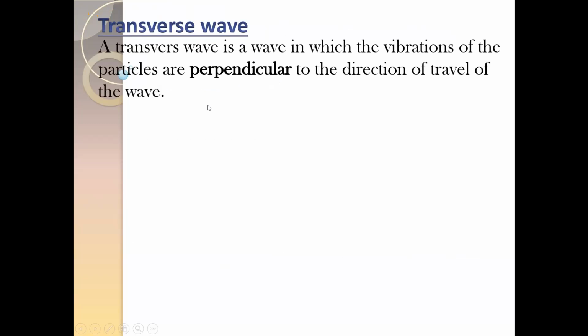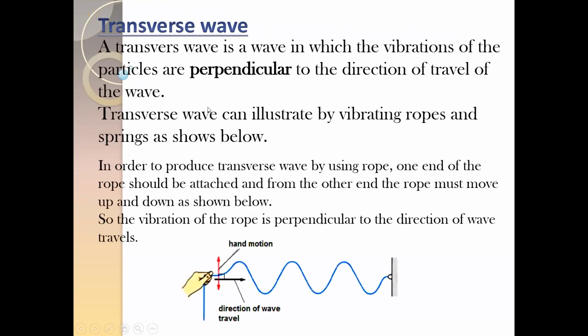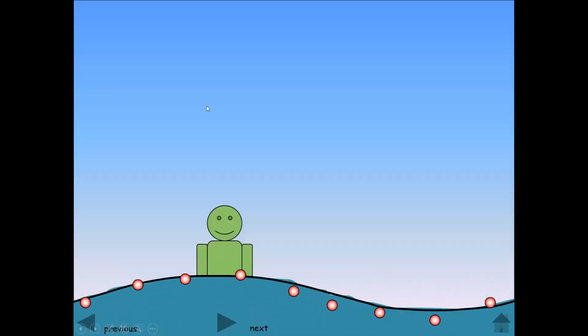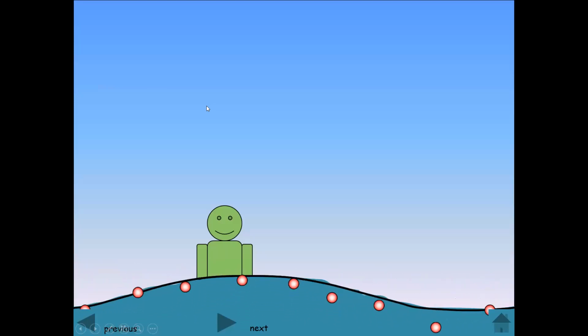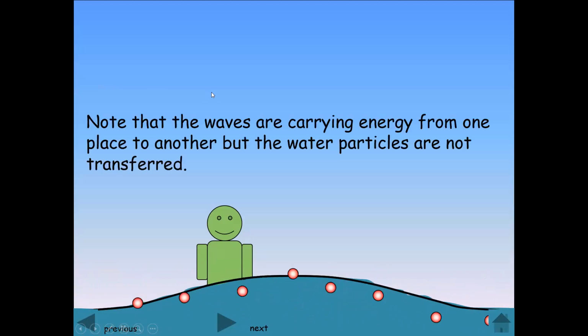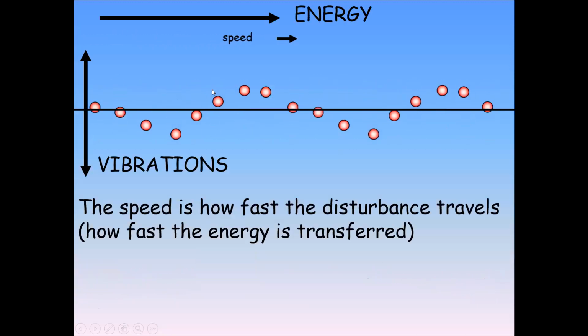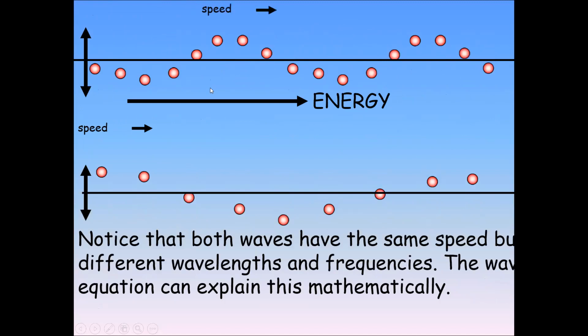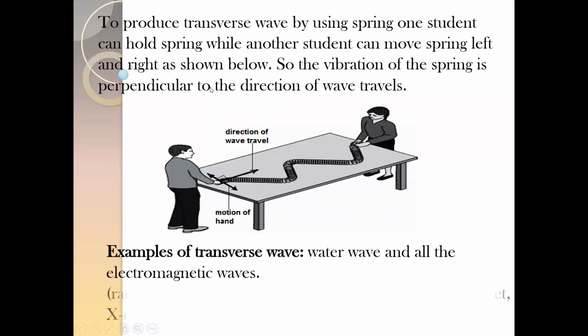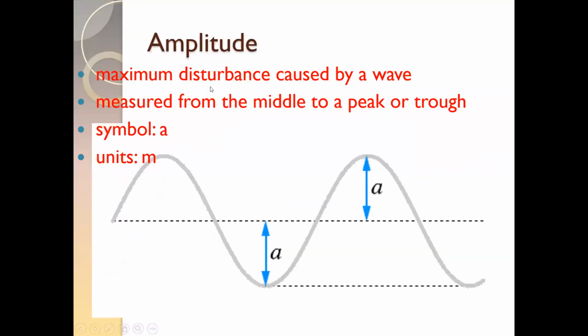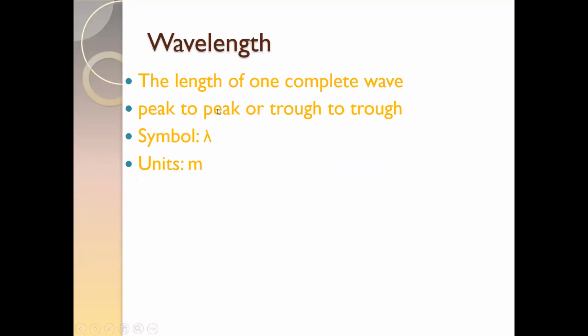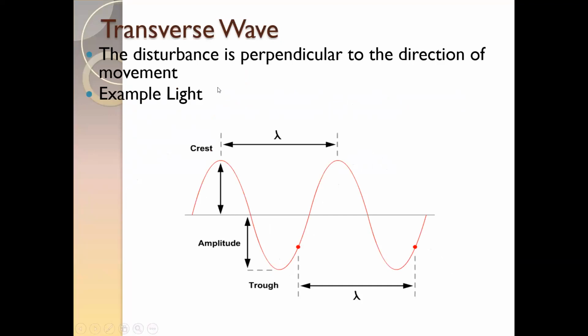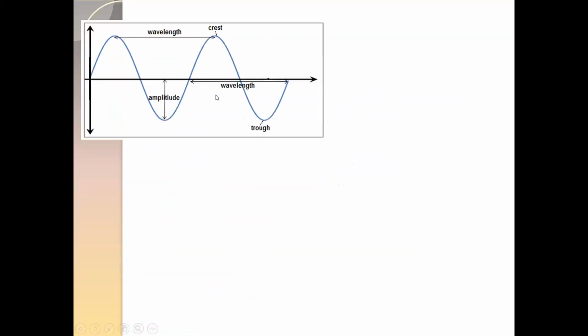Transverse means when the particles of the wave are vibrating perpendicular to the direction of the wave, like particles are moving up and down and the wave travels towards right or left. We call that transverse. These are some examples of the transverse wave. In a transverse wave, the height of the wave refers to the amplitude. The distance between two successive crests or troughs is known as the wavelength.